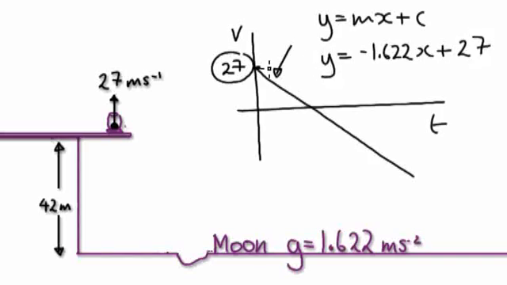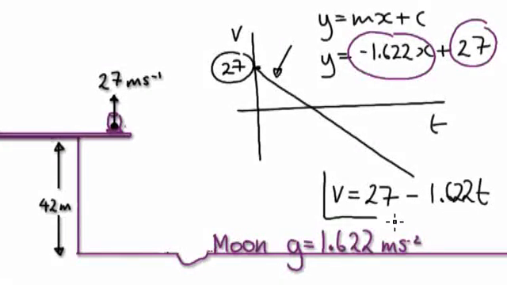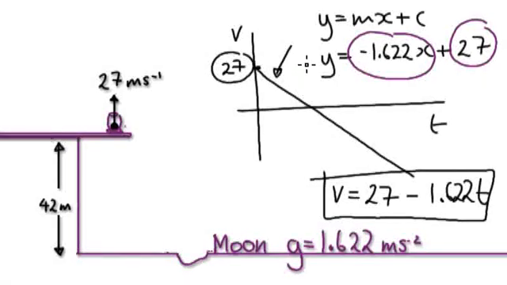So now just switch the y and the v around, the x and the t around, to make more sense for our scenario here. So v equals, and also switch these two around so it looks neater, 27 minus 1.622 t. So this is our formula for this straight line here.